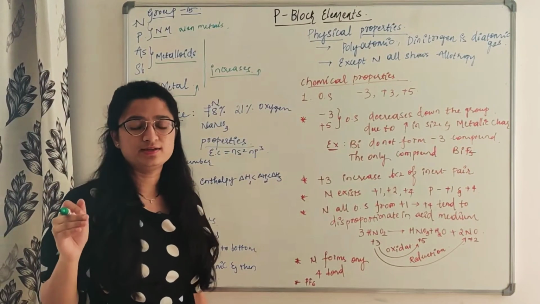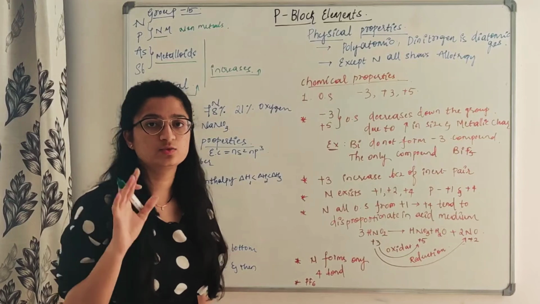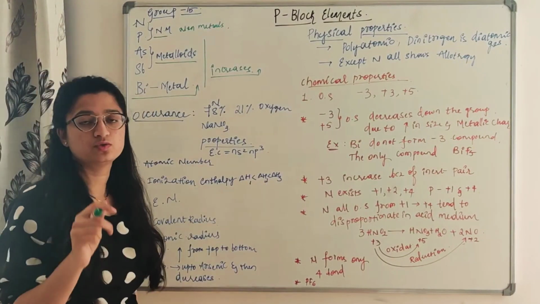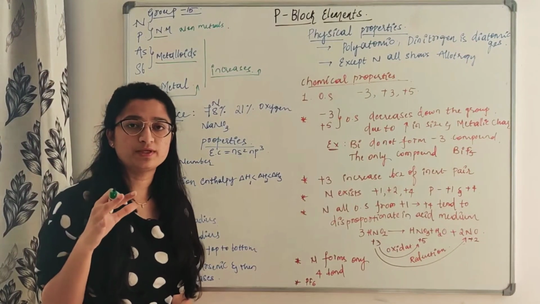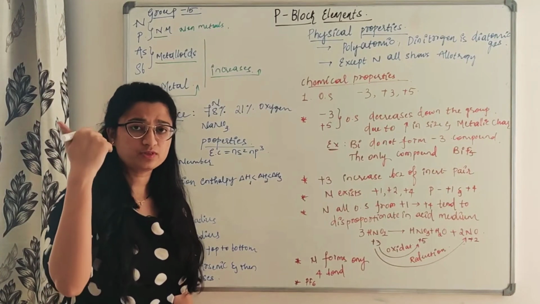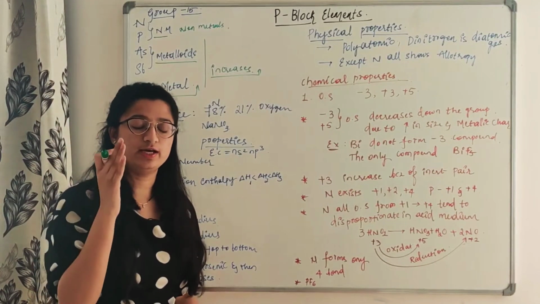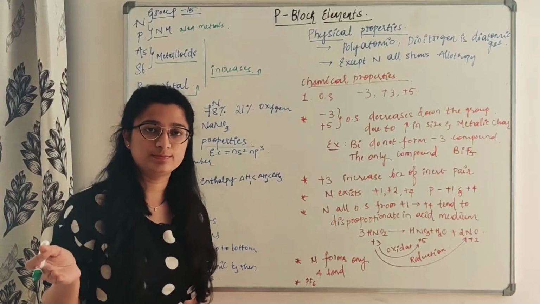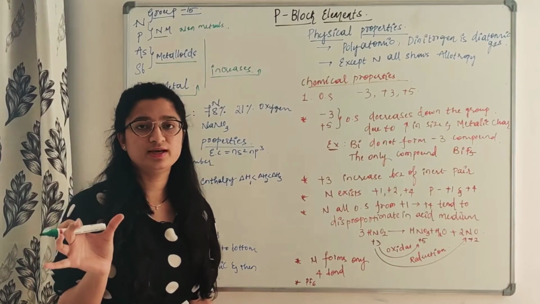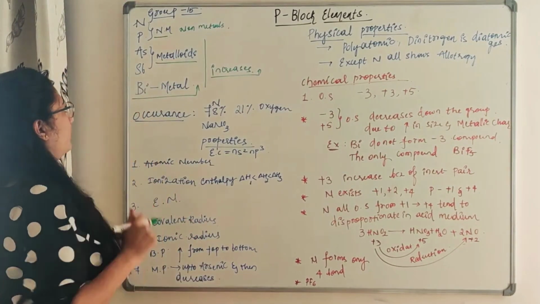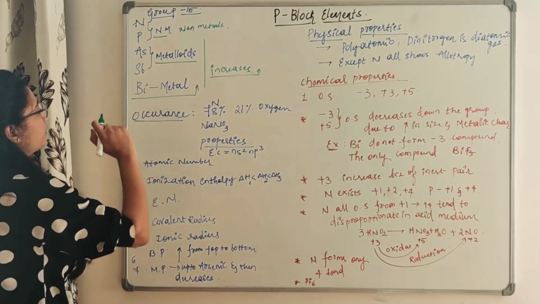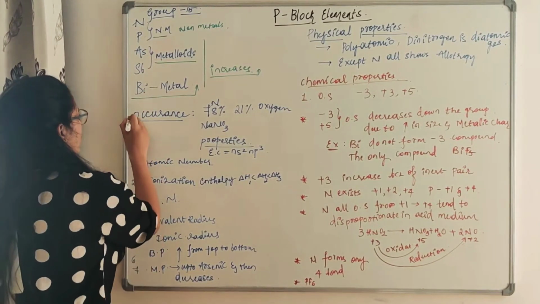What is the main reason for this, we'll study. So what are metalloids? They are the elements whose properties lie between the metals and the non-metals. So they are not completely metals and not completely non-metals. In between they are, so they are called metalloids. So remember this. Next is occurrence.